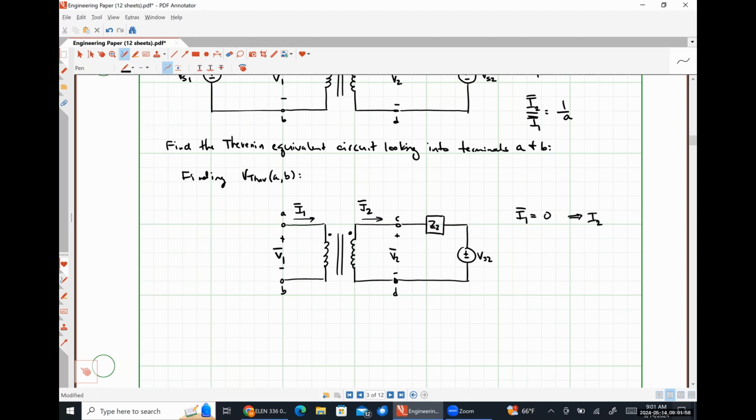What does this tell us that our secondary current is? Also zero. Because I2 would be I1 divided by A, and zero divided by A is still just zero. So there's no current flowing. If there's no current flowing in the primary, there literally cannot be current flowing in the secondary.